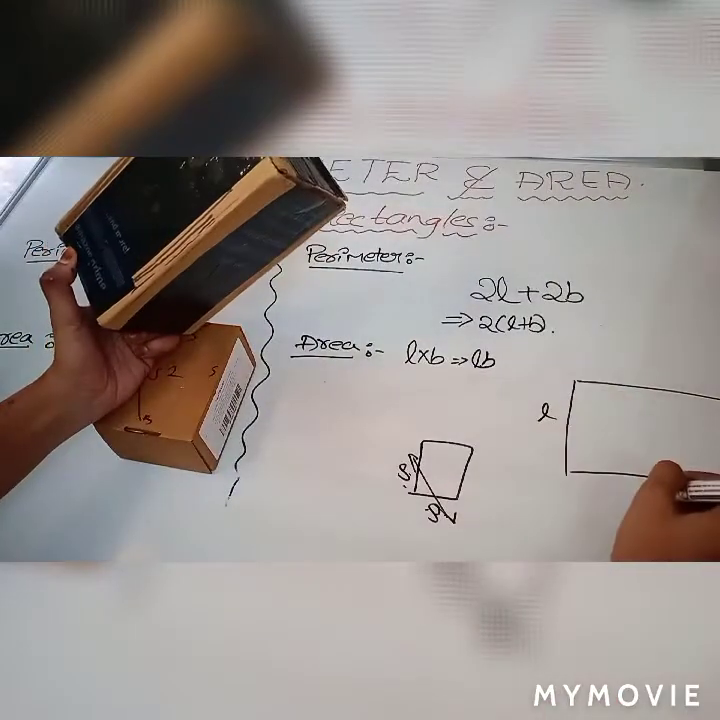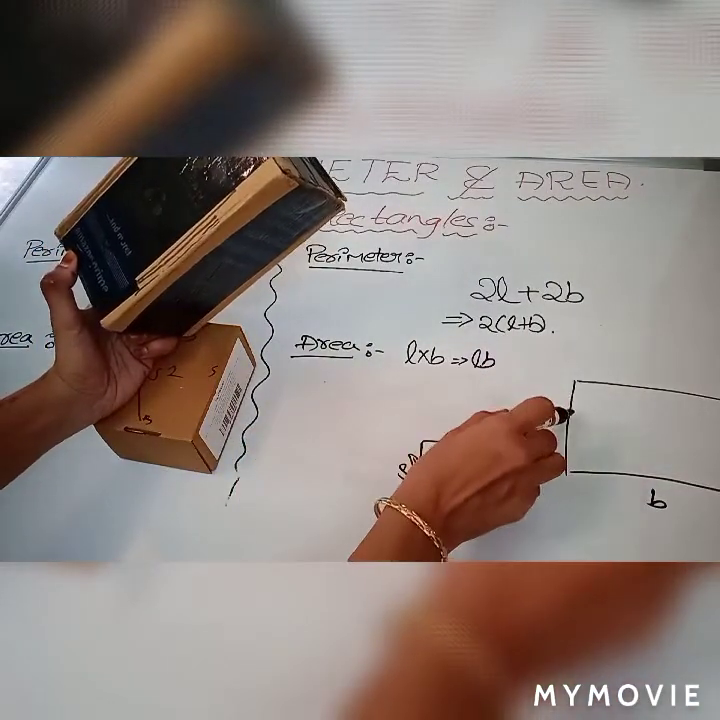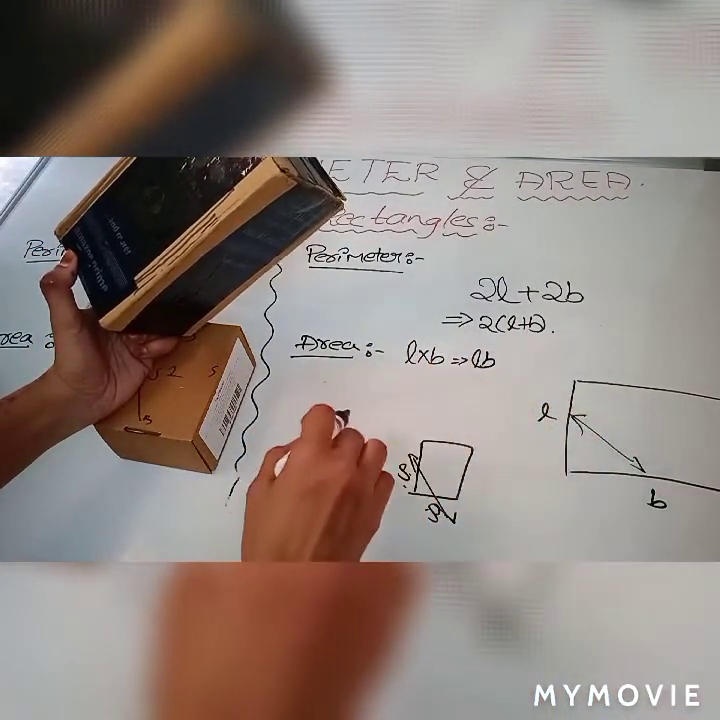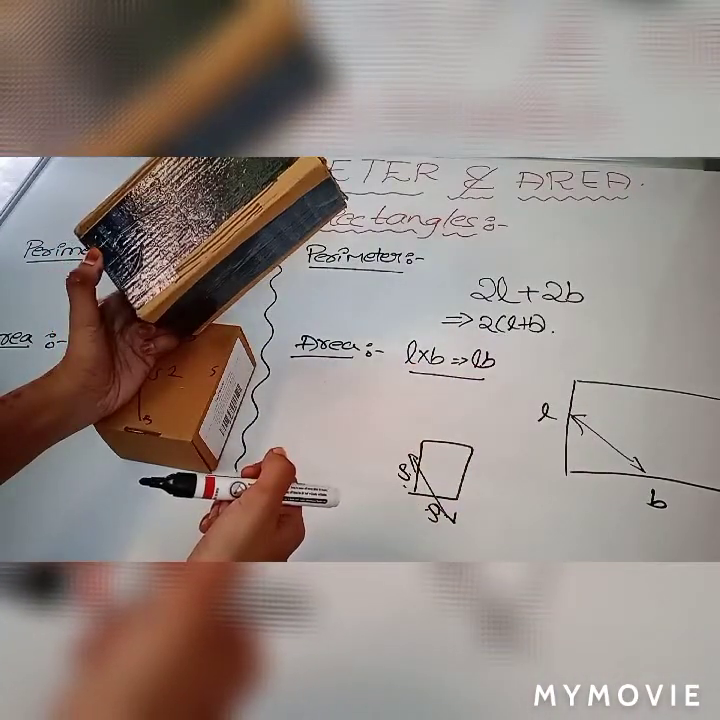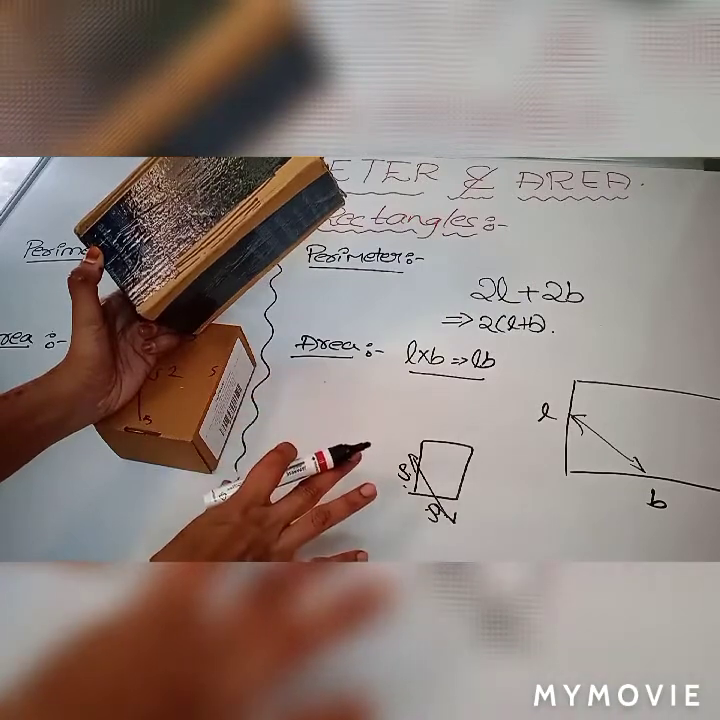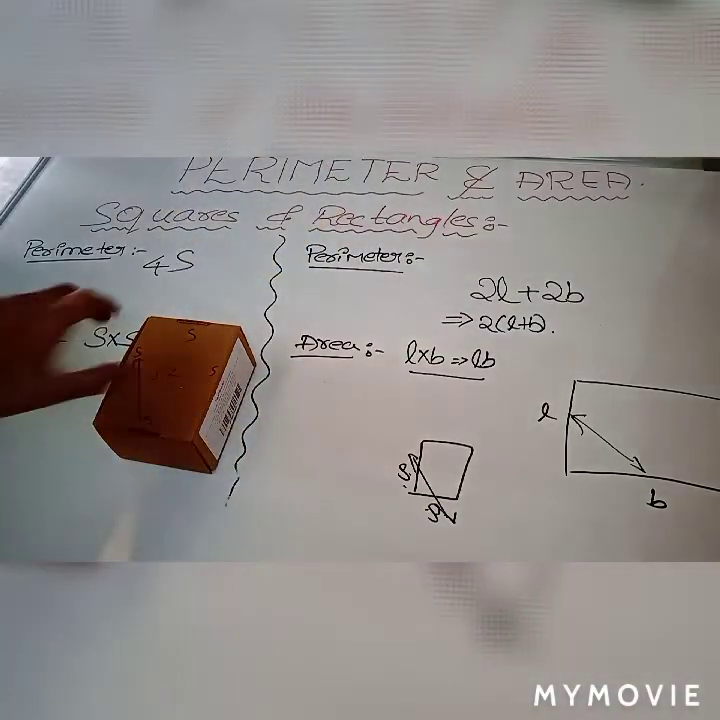Then this one is the length and this one is the breadth. So we multiplied these two sides. Then the formula of area of rectangle is L into B, that is length into breadth, LB. Up to here clear? So see here.